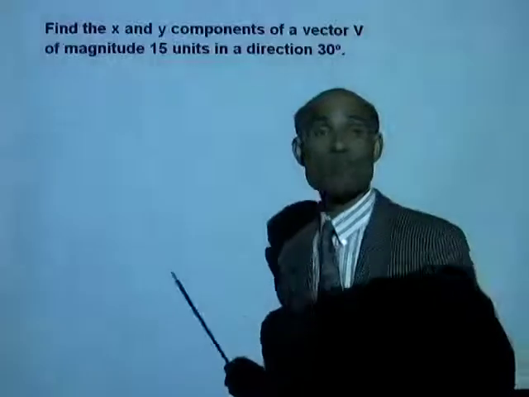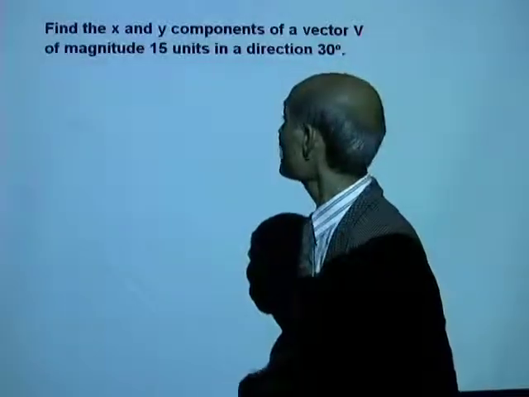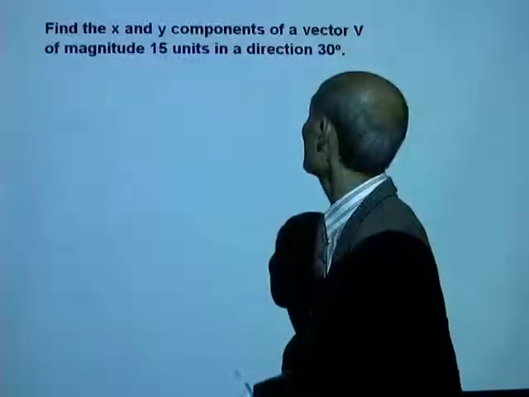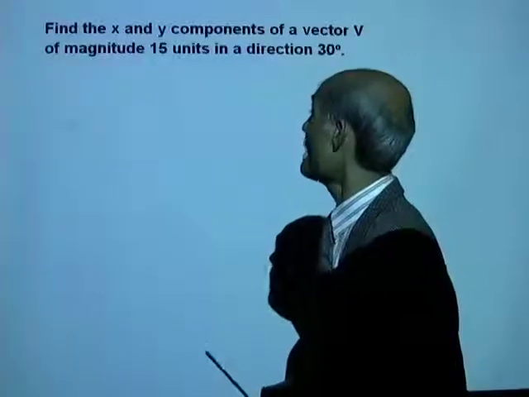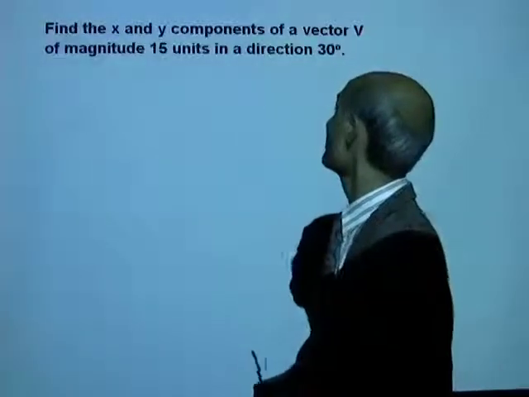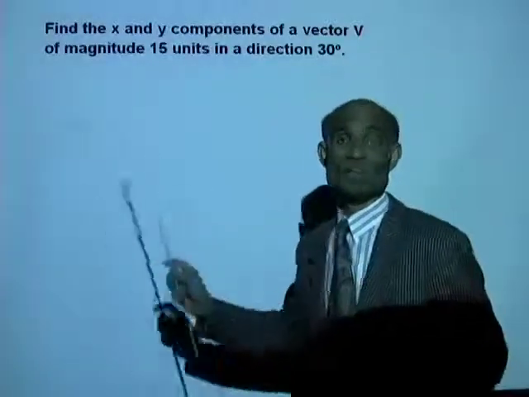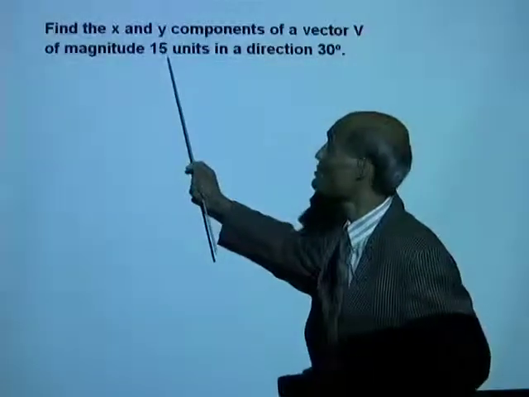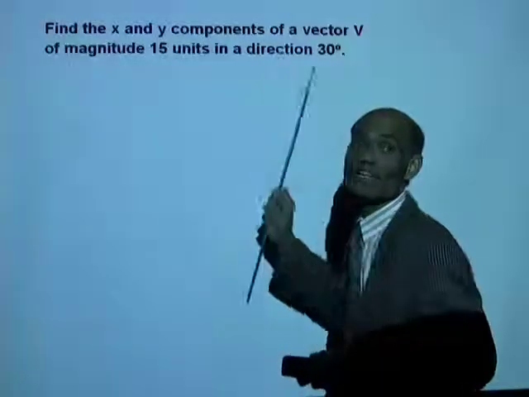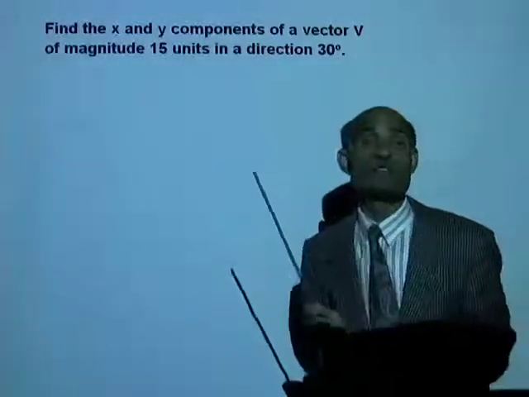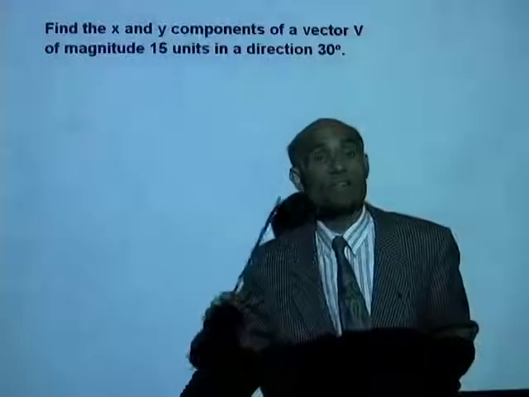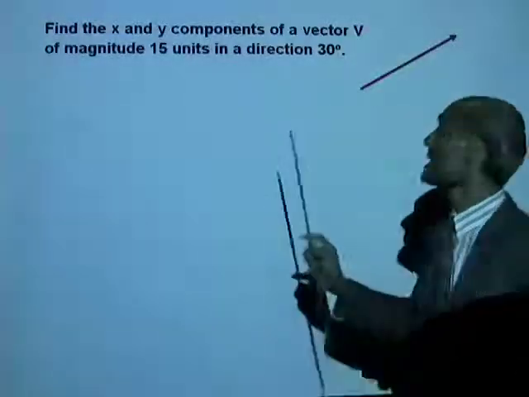Alright, let's do a small problem. Find the x and y components of a vector v of magnitude 15 units in a direction 30 degrees. You have a vector of magnitude 15 units in the direction 30 degrees. We need to find the x and y components of that vector.